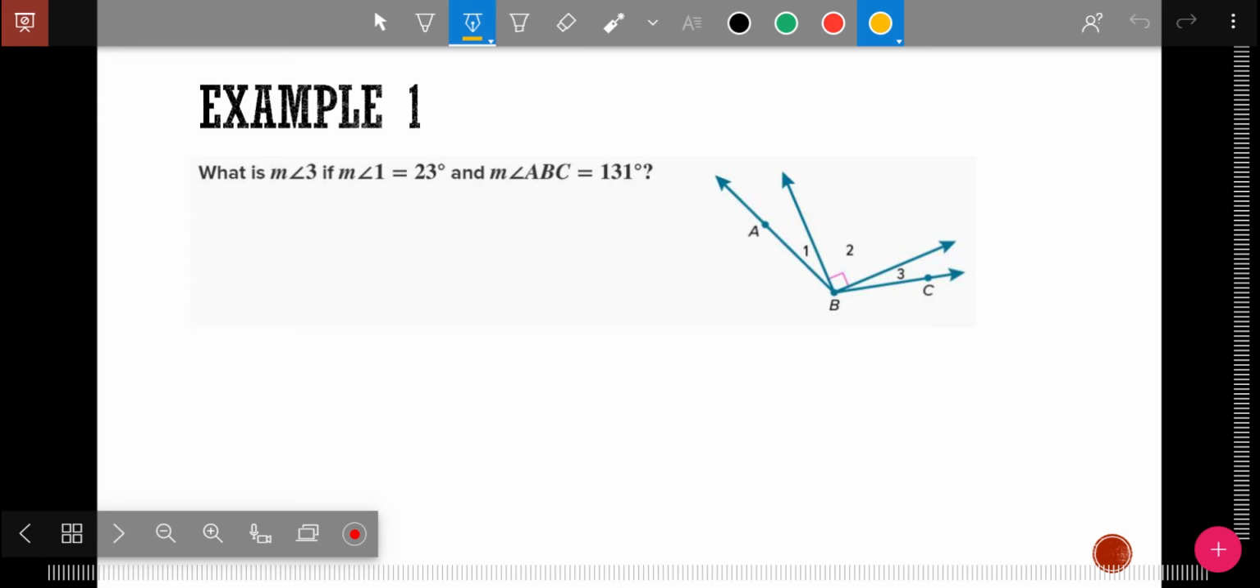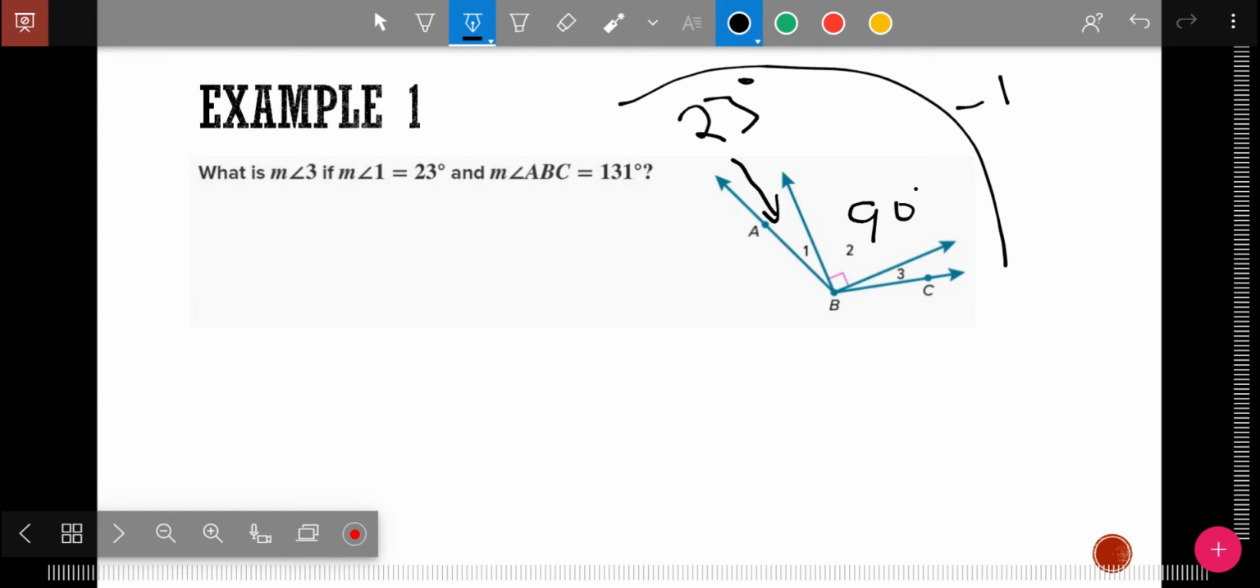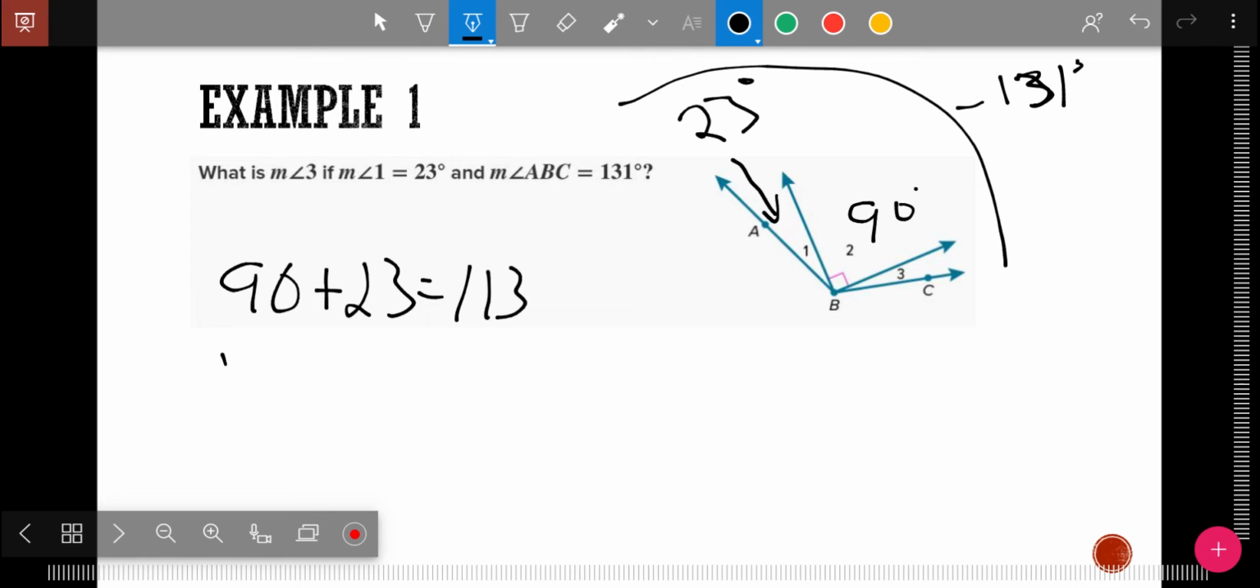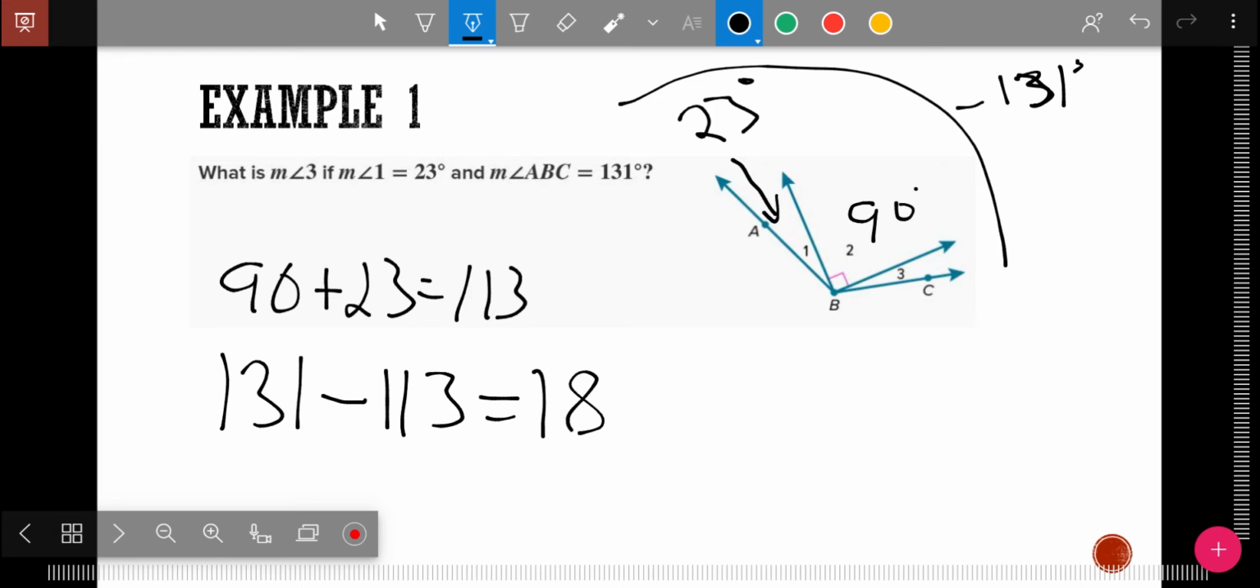So if I just write in here some of the things I know, angle 1, which goes right in here, is 23 degrees. Right? I know this is 90 degrees. I know the entire thing is 131 degrees. And so first I'm going to do, what is 90 plus 23? It is 113. So the whole thing, 131 minus the 113 I already can account for, leaves 18 degrees left. Right? And so the measure of angle 3 is 18 degrees because they all must add up to 131.